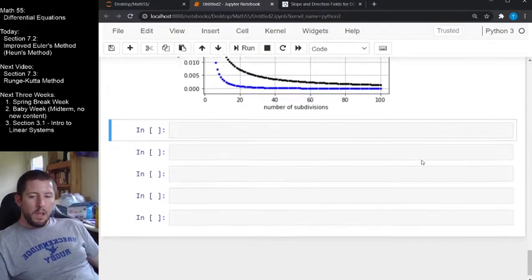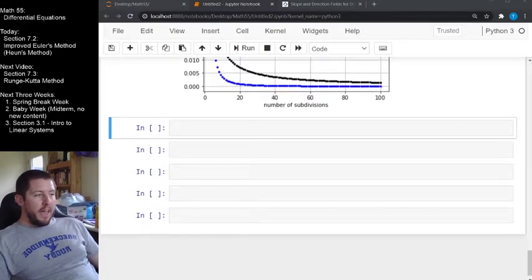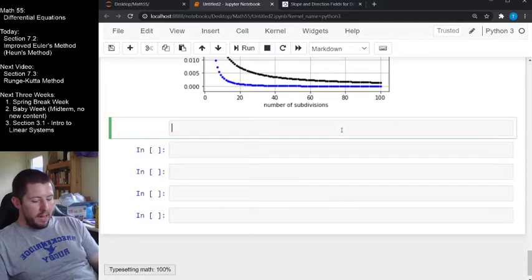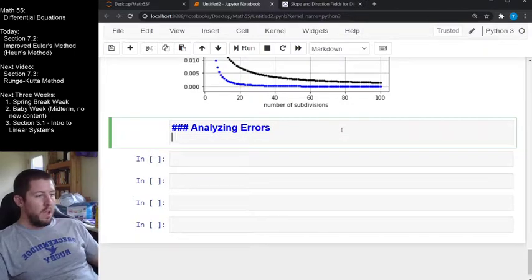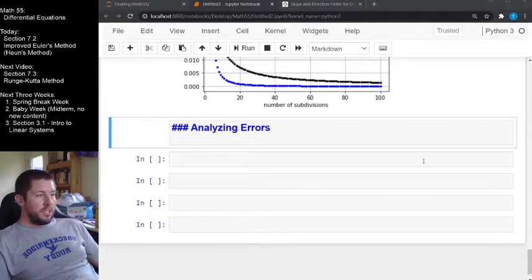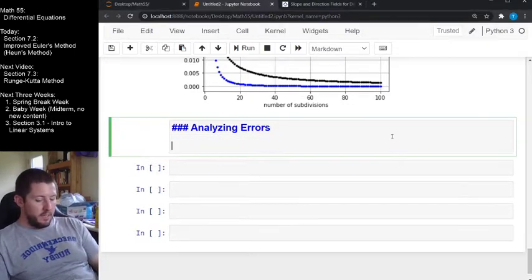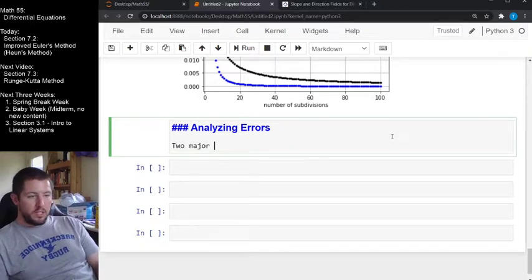Cool. So as our last thing for today, and this is our really, really important part, is analyzing the errors here. What I want to do is ask the question, how much better is improved Euler's method? Two major questions here.